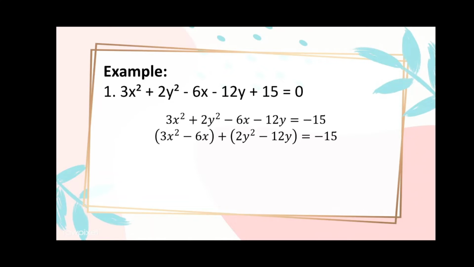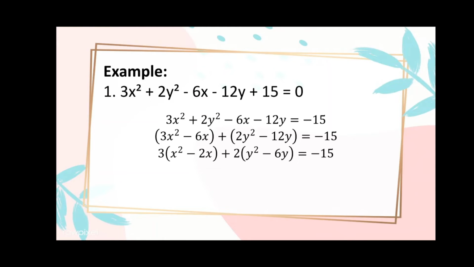However, we simply need to use the constant, of course, okay? The common factor, only the constant. So the common factor of 3 and 6 is 3. So we have 3 multiplied by quantity x squared minus 2x plus 2 multiplied by quantity y squared minus 6y is equal to negative 15.